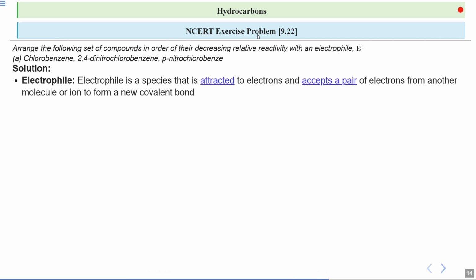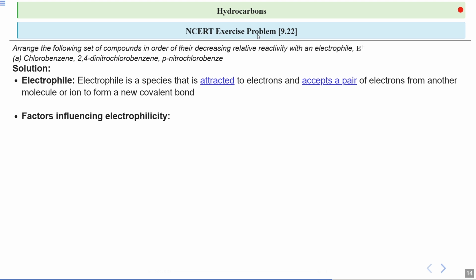First of all, what are electrophiles? An electrophile is a species that is attracted to electrons and accepts a pair of electrons to form a new covalent bond. In other words, electrophiles are electron loving and look for places where they can gain electrons. This is important because the reactivity of our compounds depends on how easily they can interact with an electrophile.